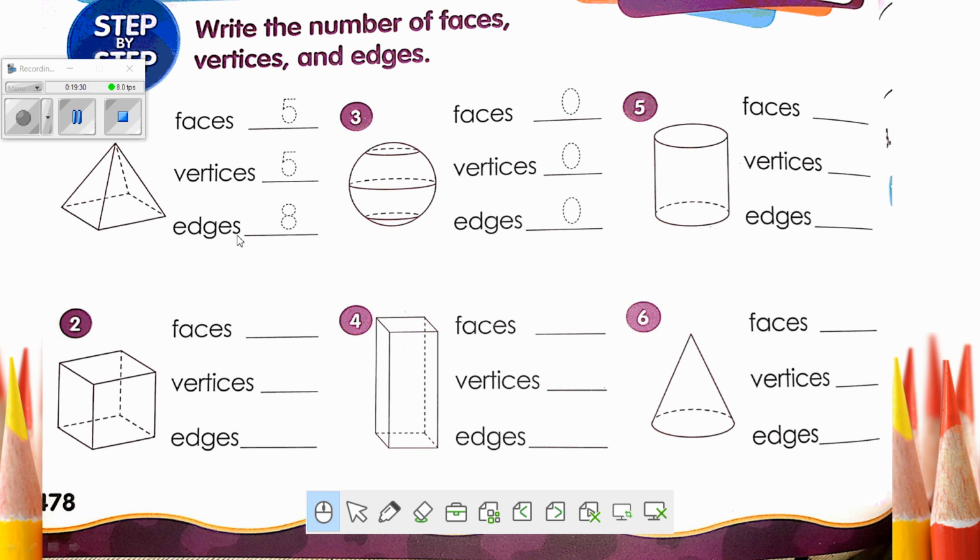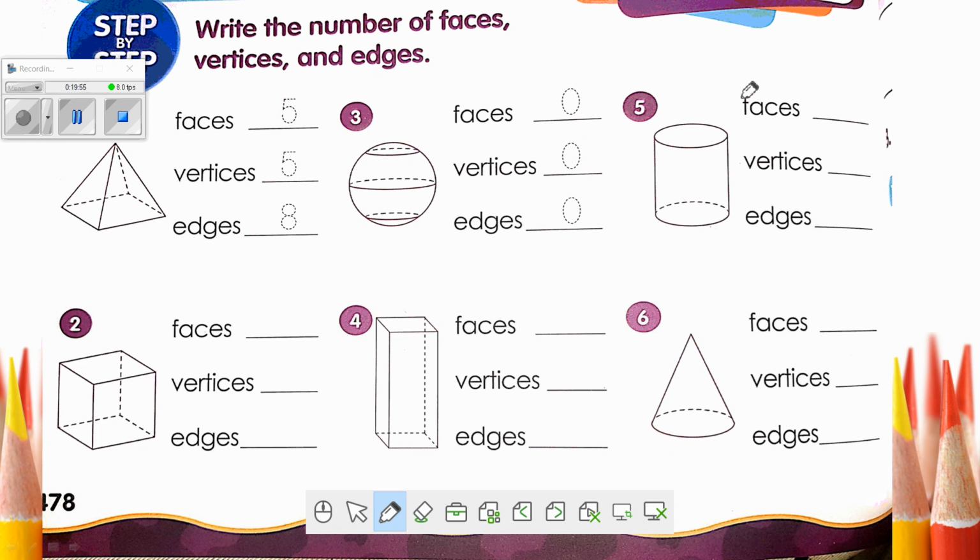Look, this is a pyramid. The pyramid has 5 faces, 5 vertices, and 8 edges. I said it like faces, edges, then vertices, but no problem. The sphere: 0, 0, 0, easy.